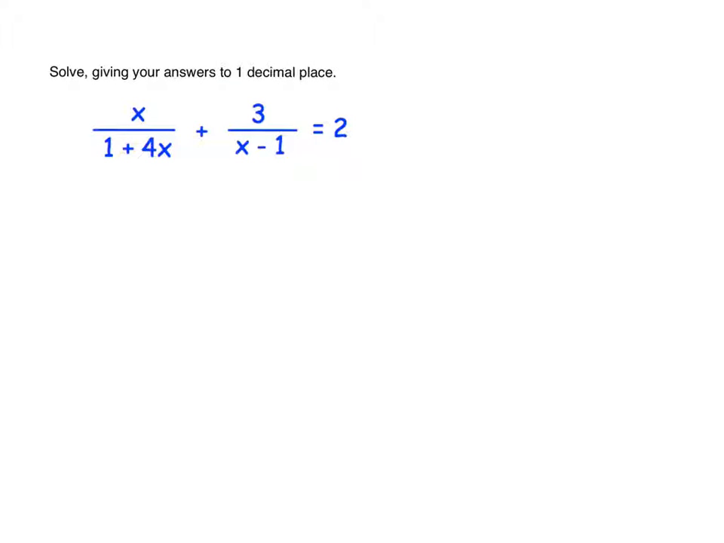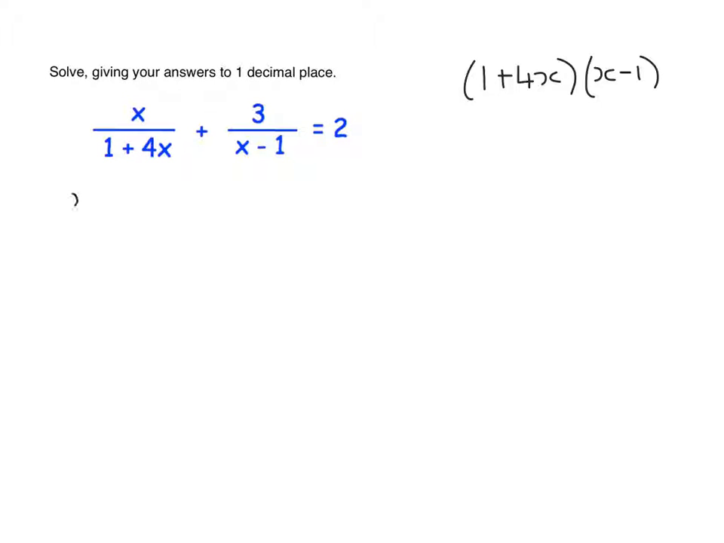Solve, giving your answer to one decimal place. So we need to find a common denominator, and an easy way of finding a common denominator, even though it might not be the lowest common denominator, is just by timesing the bottoms. So I could have 1 plus 4x times x minus 1.